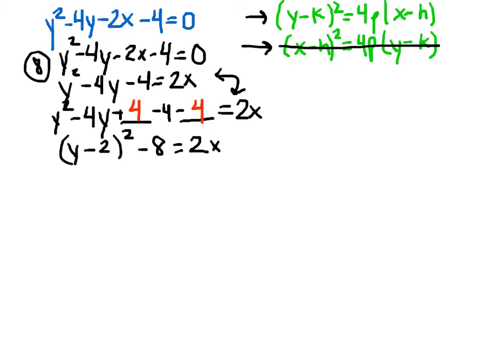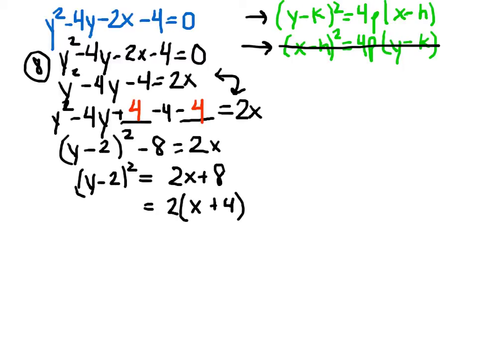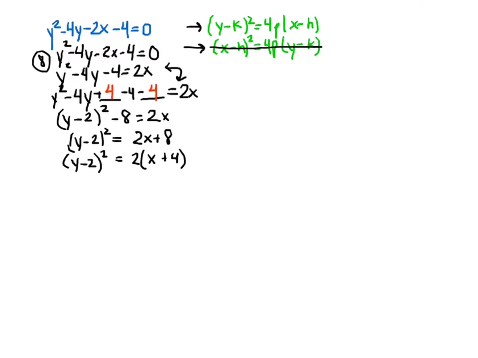Now we can look at our equation and see what we need it to look like. We need y minus k, quantity squared, by itself. So we need to add that 8 to the other side. So we have y minus 2 quantity squared equals 2x plus 8. Alright, we're almost there. Now we need to have x minus some number. So we're going to pull out a 2 on the right side, which leaves x plus 4. We'll rewrite the y minus 2 quantity squared on the left.